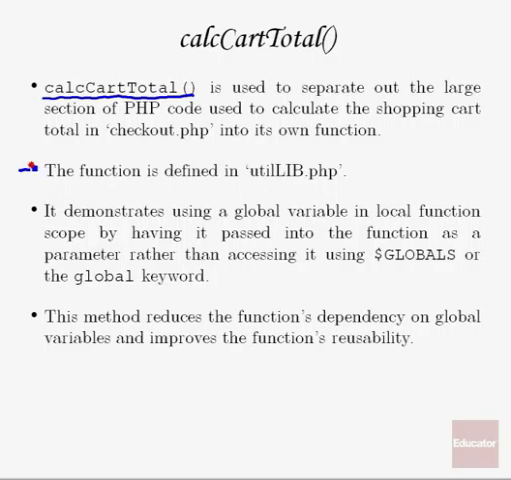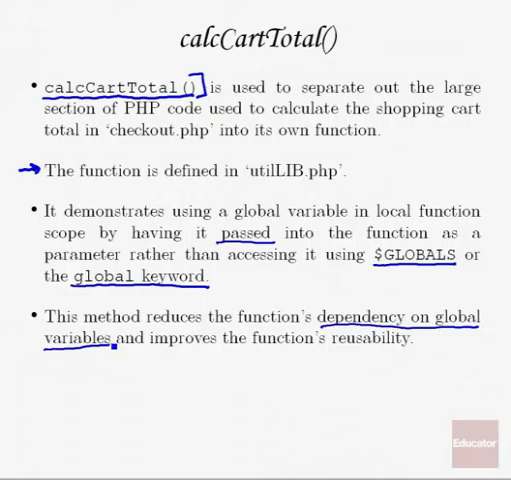The function is going to be defined in our utility library called utilib.php. And what it's going to do is access global variables. It's going to access the item catalog that's defined globally in catalog.php, which we include in all of our pages. But it's going to access it differently. As opposed to using the $GLOBALS super global like we did in output item link, or even using the global keyword, we're actually going to pass the item catalog itself into the calc_cart_total function. And what that does is reduce this function's dependency on the global variables.